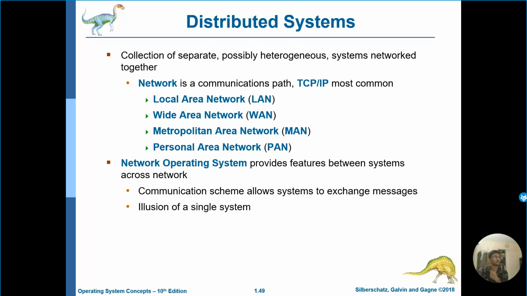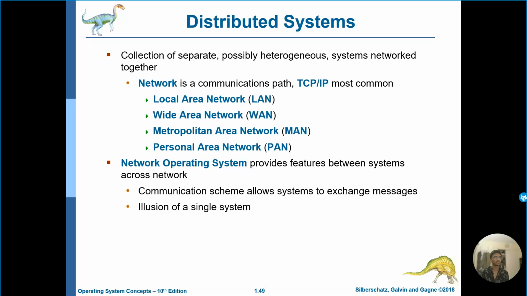Distributed systems, so multiple different types of systems that are networked together. Networking is another important component of operating systems. Whether the device you're putting is on the LAN, or is it on the wide area network, or is it on the MAN or the PAN? LAN and WAN are the most common that you will see. My computer right now is on a local area network with the router downstairs, right?